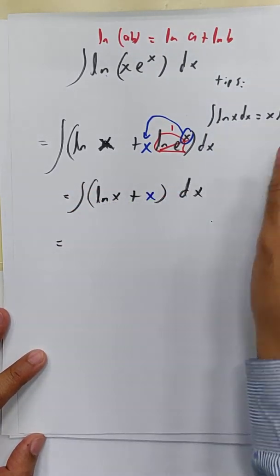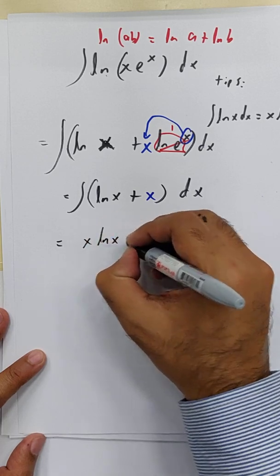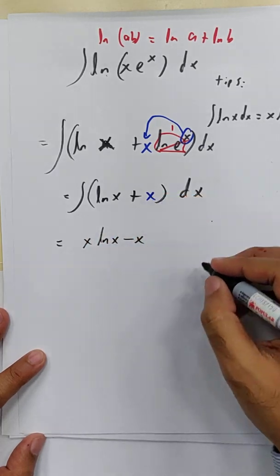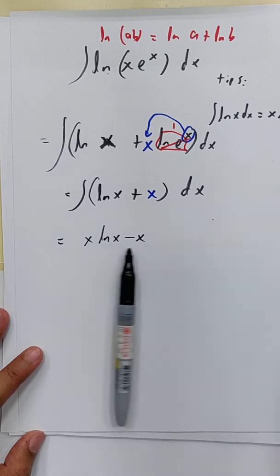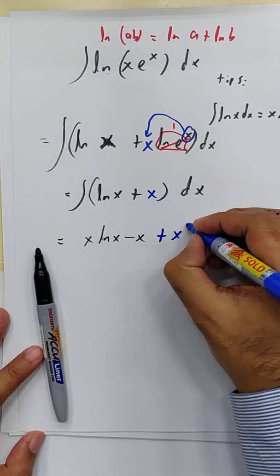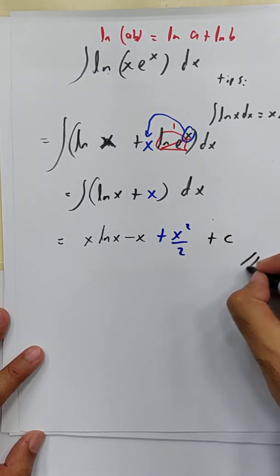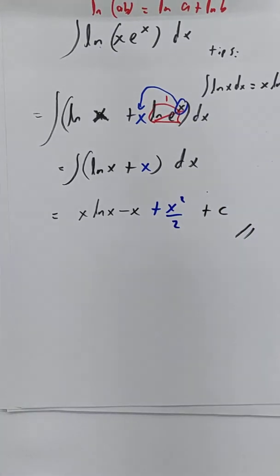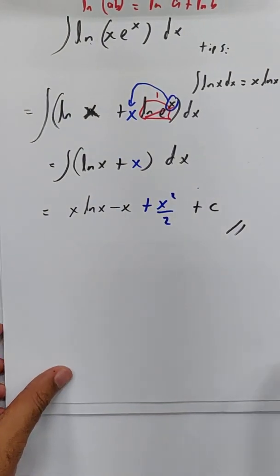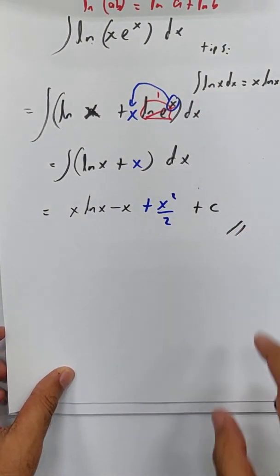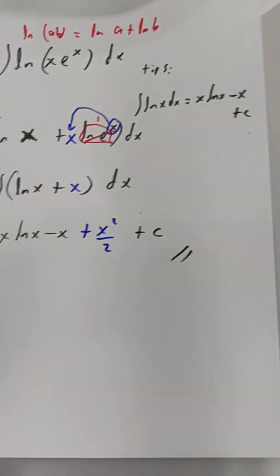Well, I gave you the tips over here just now. And over here, integrate x, plus x squared over 2, plus c. I guess I'll show a bit of how we got this one. Just a little bit of show.